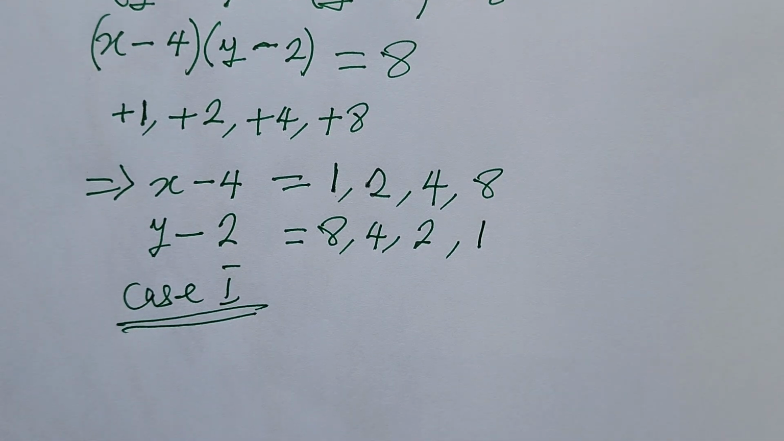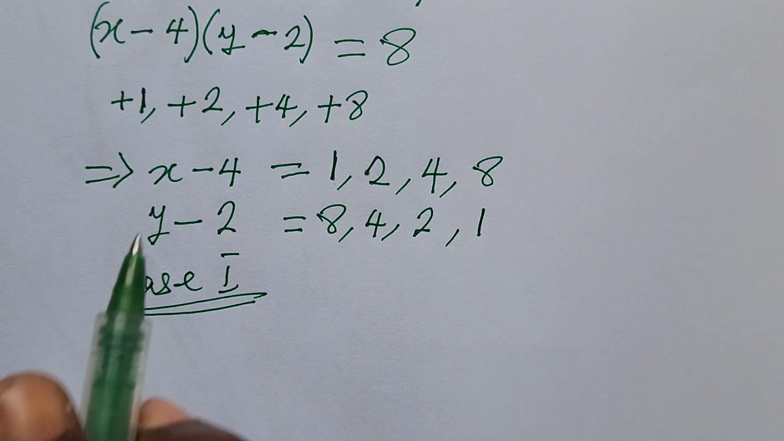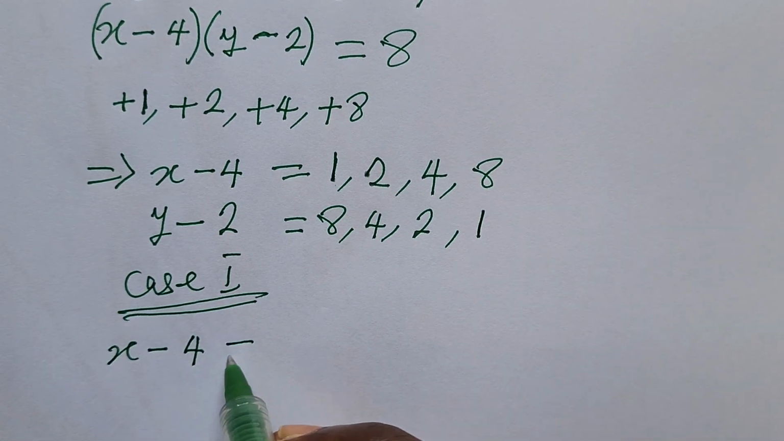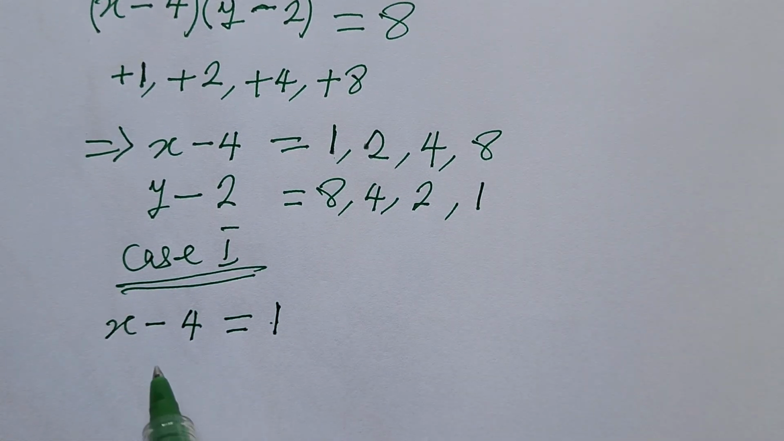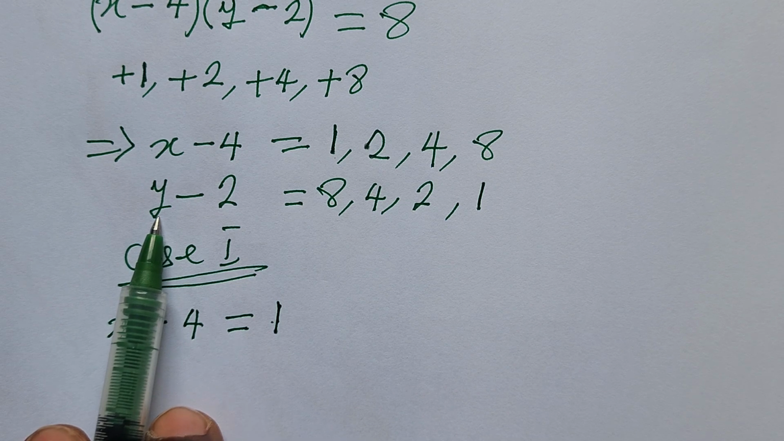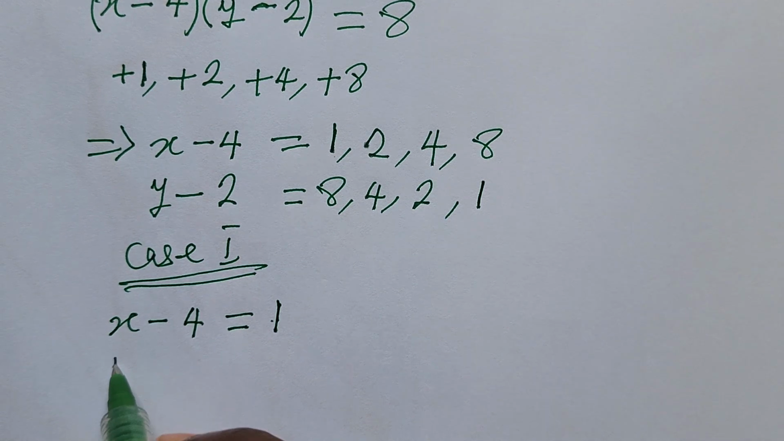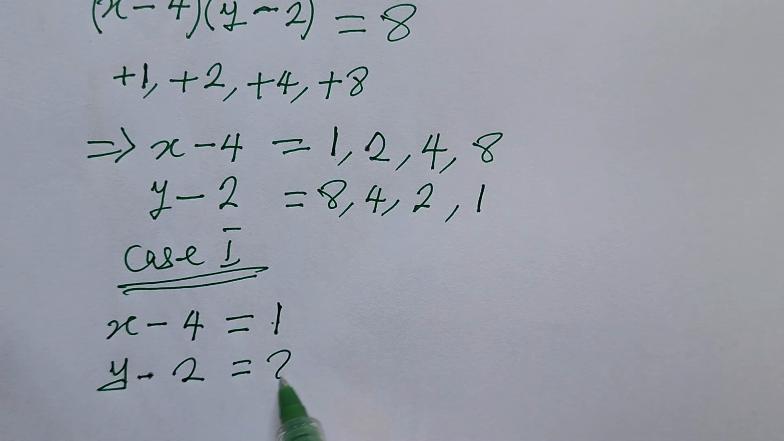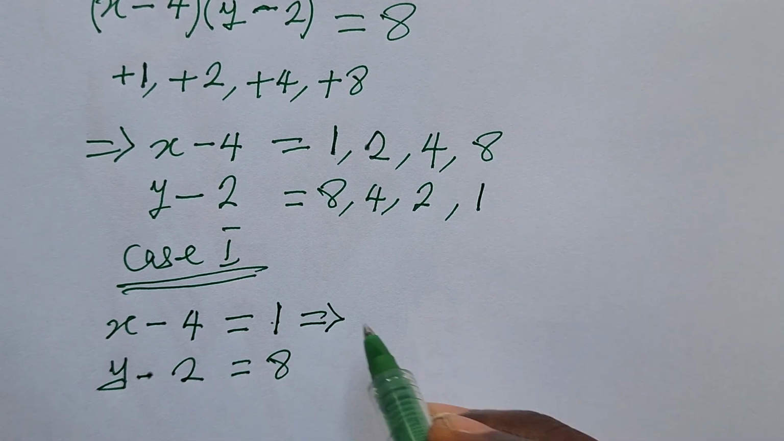So what is our case 1? Our case 1 is going to give us here x minus 4 equal to 1, and y minus 2 is equal to 8. So we can simply break this down.